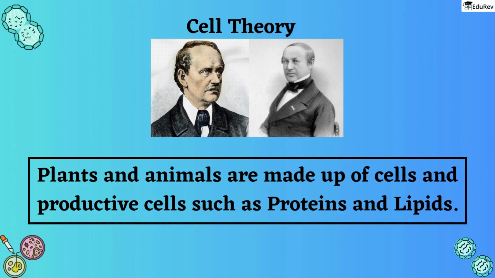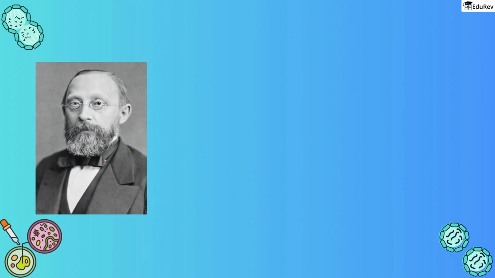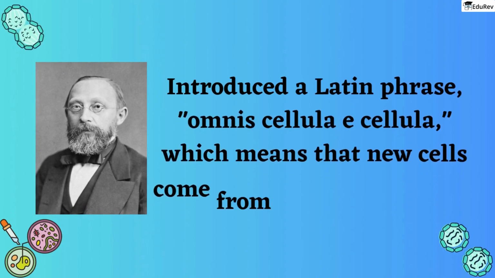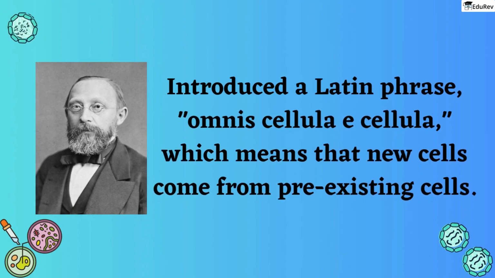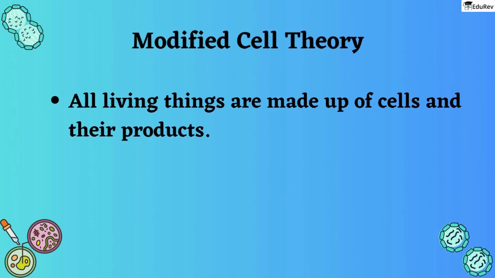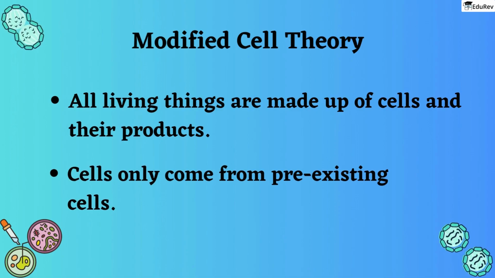At the end, in 1855, Rudolf Virchow conducted further research on the cell theory. He introduced a Latin phrase, omnis cellula e cellula, which means that new cells come from pre-existing cells. He modified the cell theory to state that all living things are made up of cells and their products, and cells only come from pre-existing cells. This point became a crucial aspect of the cell theory.